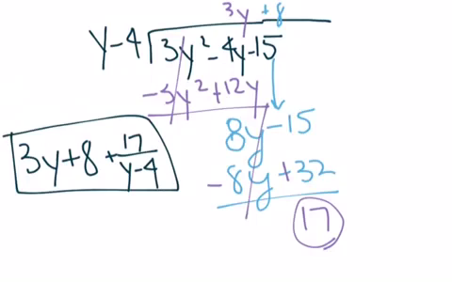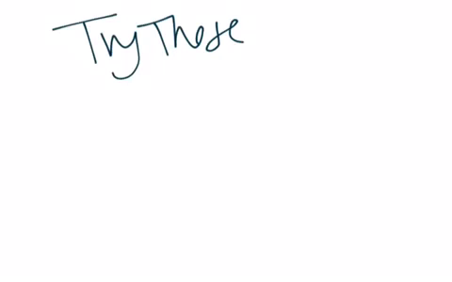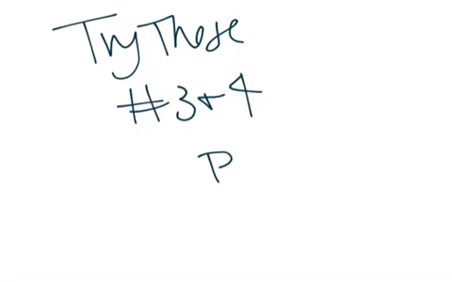So the next two you're going to do are numbers 3 and 4 in the try these. You're responsible for the try these, numbers 3 and 4 on page 193 in the orange book, okay? Good luck, and I'll see you tomorrow.